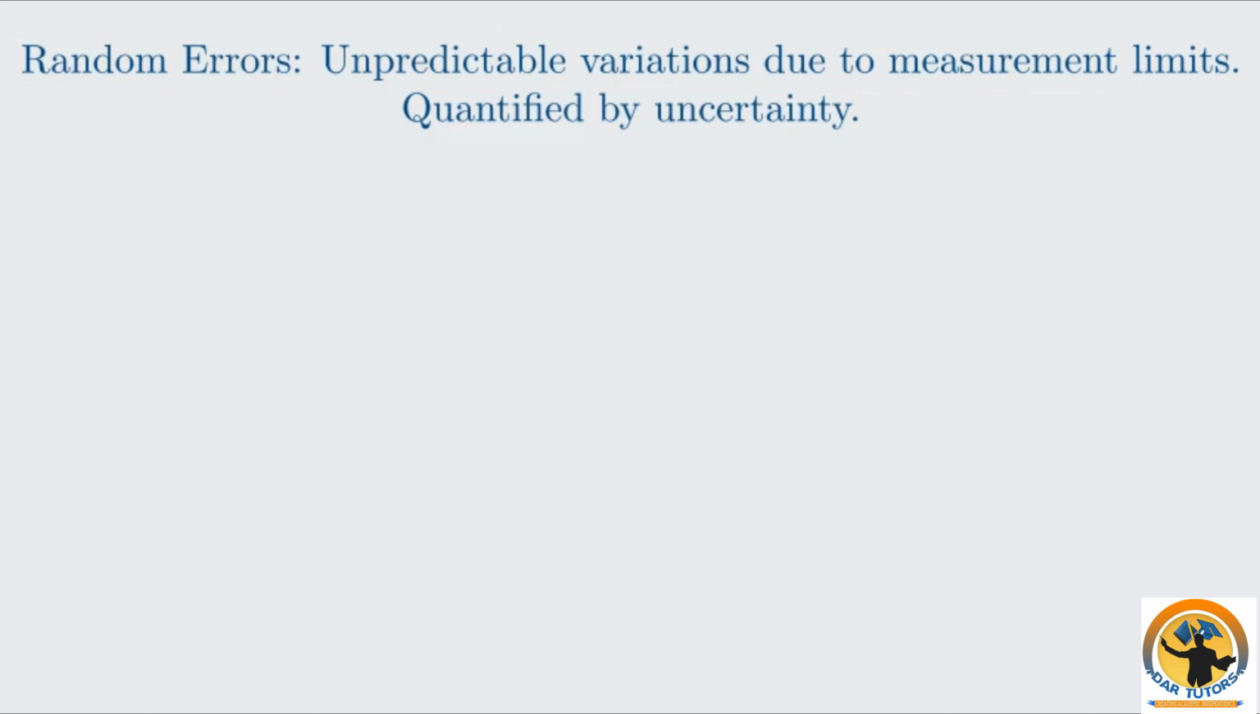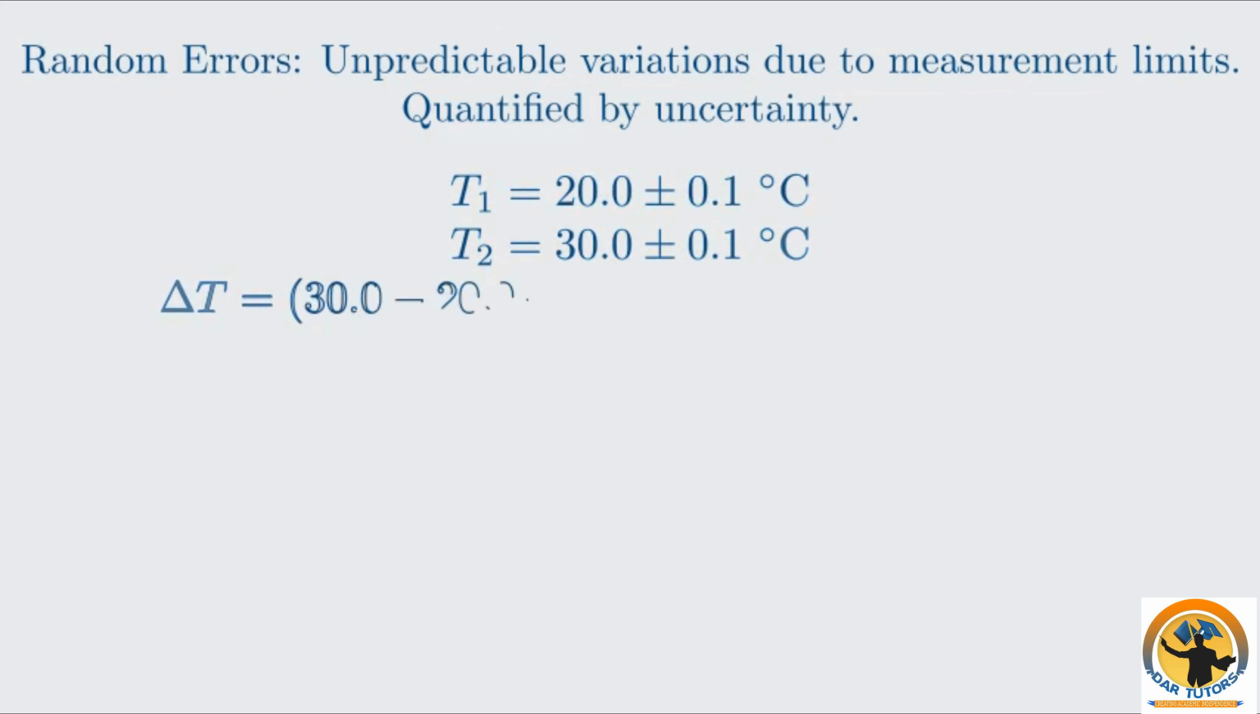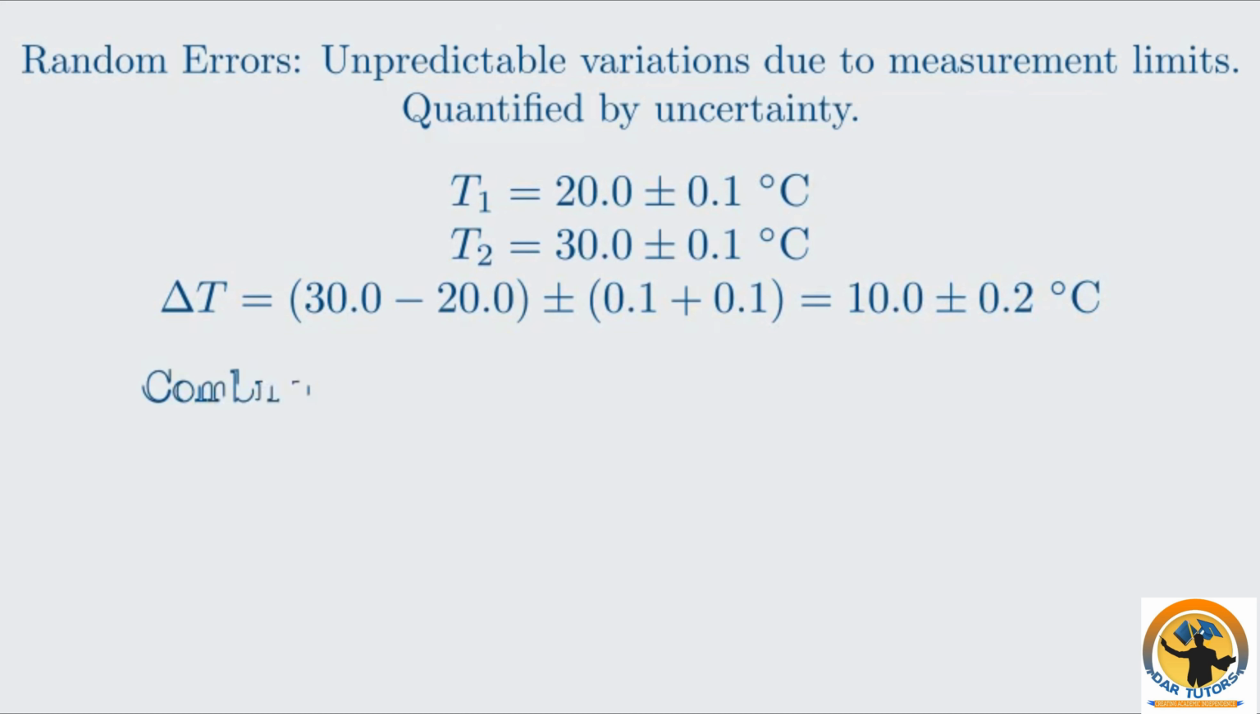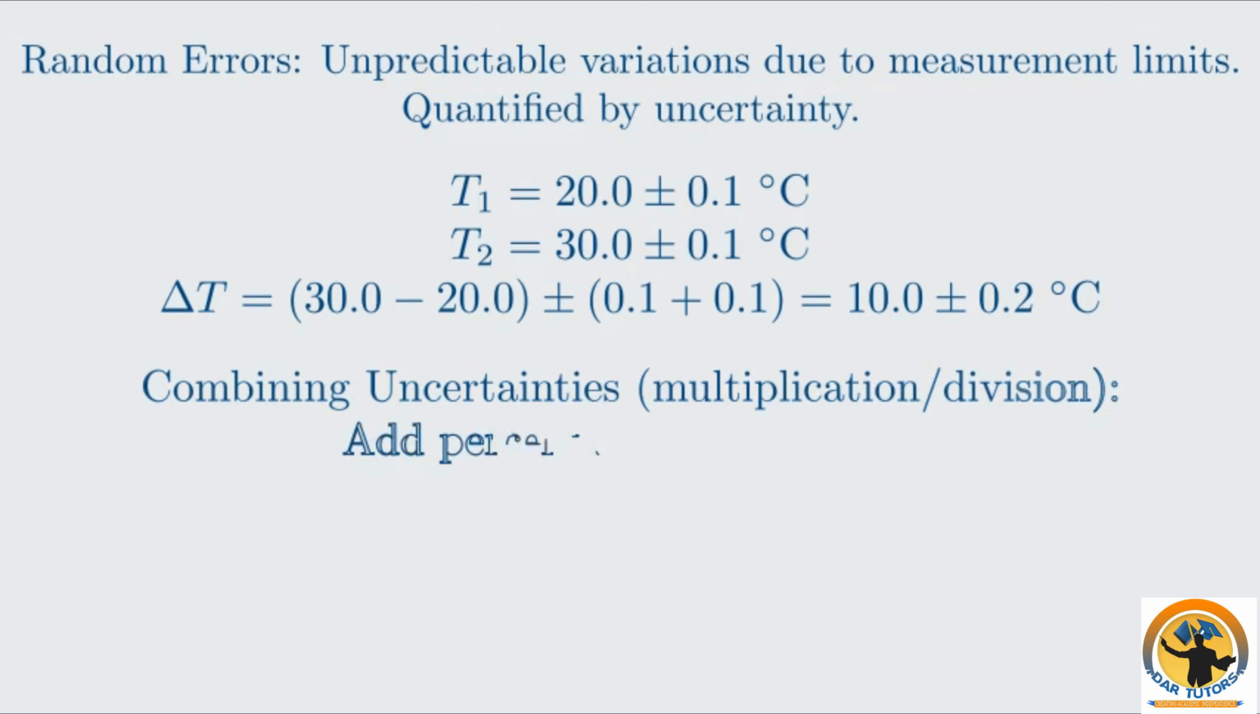When you add and subtract values, like for calculating delta T, you add their absolute uncertainties. If your initial temperature is 20.0 plus or minus 0.1, and your final temperature is 30.0 plus or minus 0.1, then delta T is 10.0 plus or minus 0.2. The uncertainties add. When multiplying or dividing values with uncertainties, like in Q equals mc delta T, we add their percentage uncertainties. We calculate the percentage uncertainty for each value, sum them to get a total percentage uncertainty, and then convert that back to an absolute uncertainty for the final result.